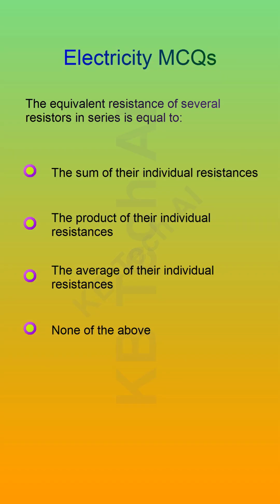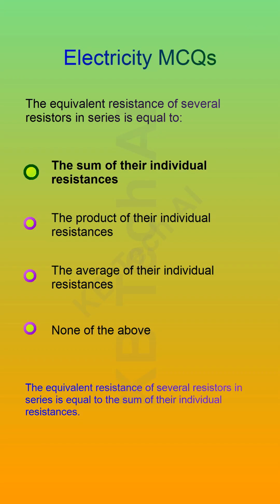The equivalent resistance of several resistors in series is equal to option 1, the sum of their individual resistances, option 2, the product of their individual resistances, option 3, the average of their individual resistances, option 4, none of the above. The answer is, option 1, the sum of their individual resistances.